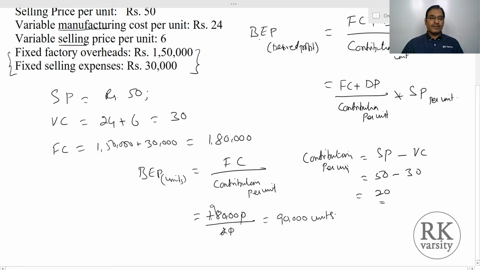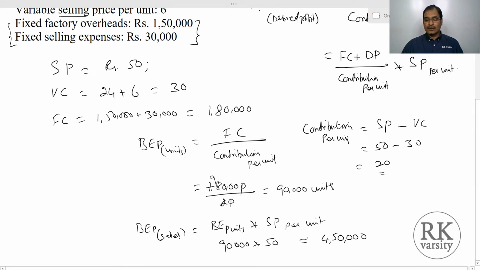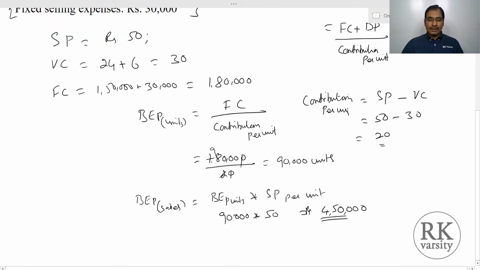Now in terms of amount, that is, break-even point in terms of amount or sales, this equals break-even units times selling price per unit. So this is 90,000, and selling price per unit is 50. So this equals rupees 4,50,000 as the break-even sales.